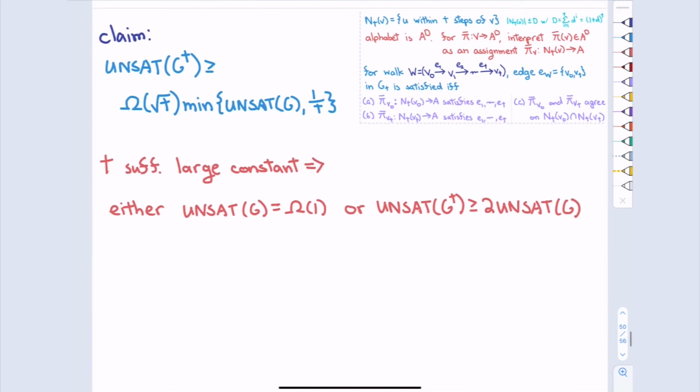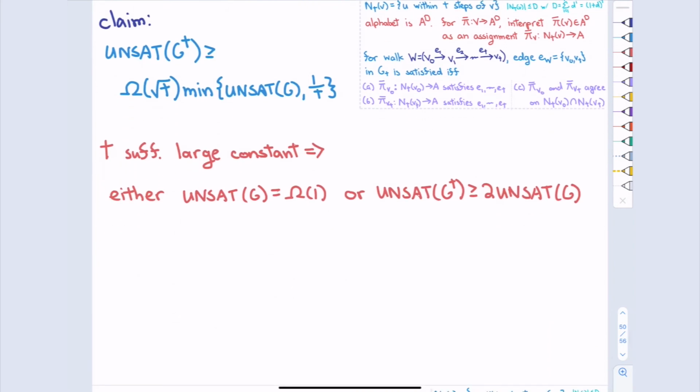So what we'll start to try to prove next time, I'm just wrapping up, don't worry, is that the unsat of G_T should be roughly square root T times the unsat of the original one, unless the unsat of G is already bigger than 1/T or something. So T is like a constant. Either unsat of G is already a constant and we're done, because my goal is just to get a constant, or I'm going up by roughly square root T, where T is under my control. So we'll make T big enough, so that's like 2 or something. There's some small constant in front of square root T, so you have to offset the constant.